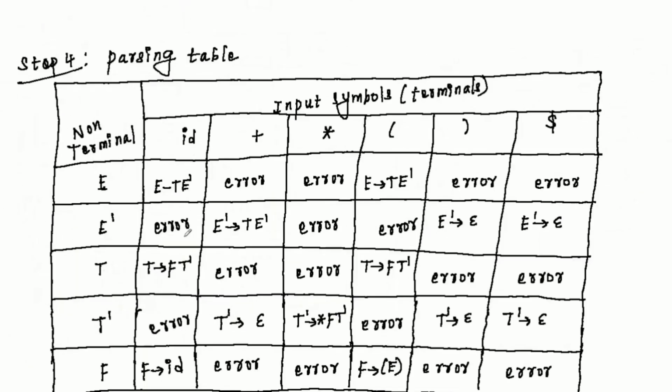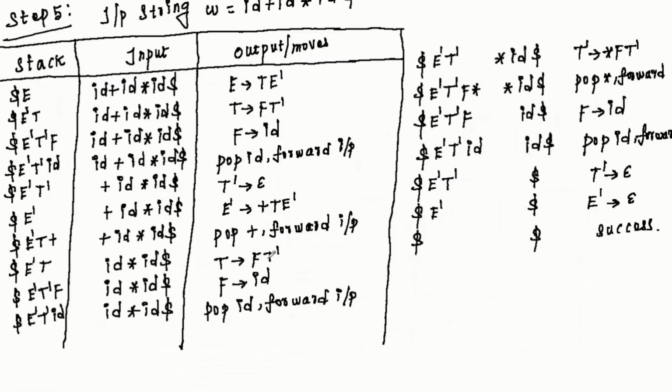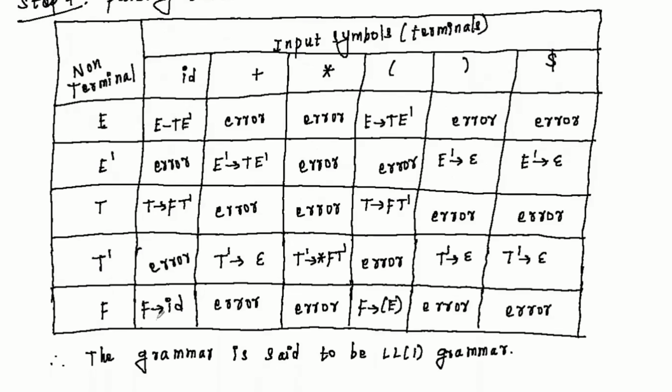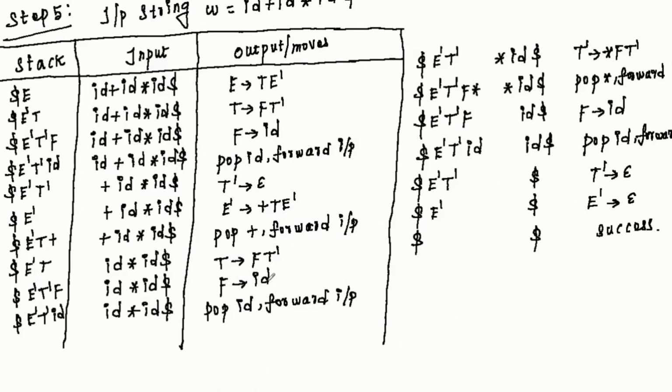See the table, T ID: T tends to FT dash. By replacing capital T, substitute FT dash in reverse order, and you will get dollar E dash T dash F. Then input symbol ID star ID dollar. F ID: F tends to ID. Here you write F tends to ID. By replacing capital F, substitute ID, and you will get dollar E dash T dash ID. Input symbol ID star ID dollar. ID, pop ID, forward input. The remaining stack symbols are dollar E dash T dash, and input star ID dollar.